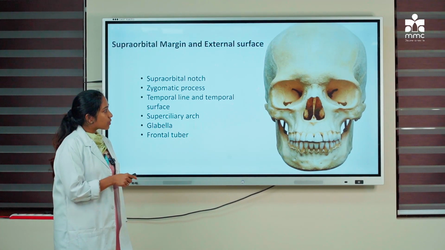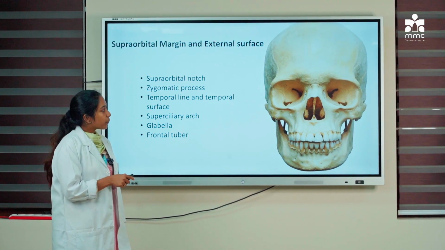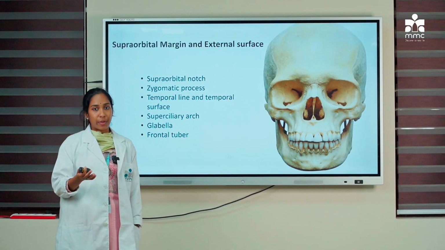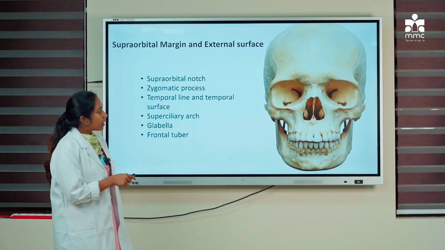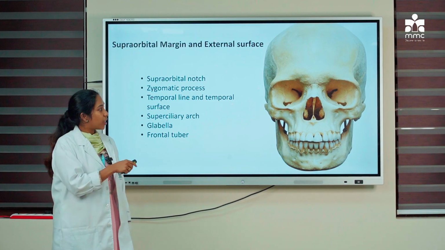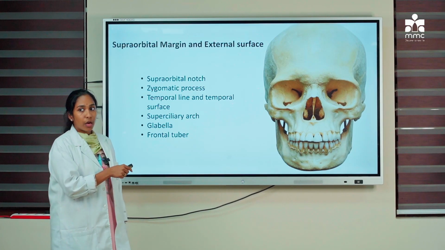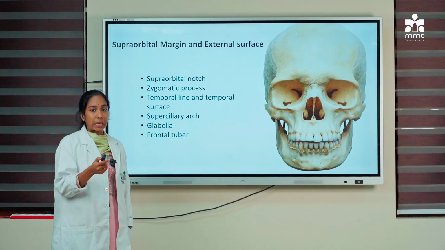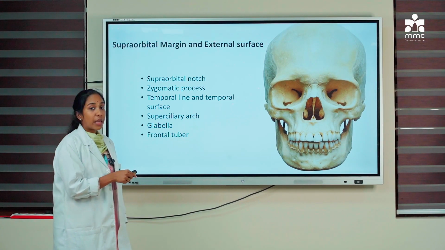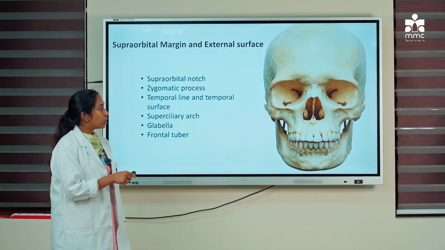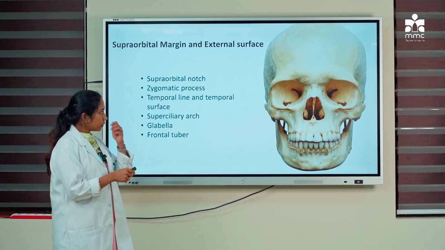Medially the superciliary arches meet, and at the center we have an elevation, and that elevation is called the glabella. How did the name come? We know that our eyebrows are situated above the superciliary arch, and in the middle part we don't have hair. The area which is glabrous, meaning there is no hair, is how the name glabella came.